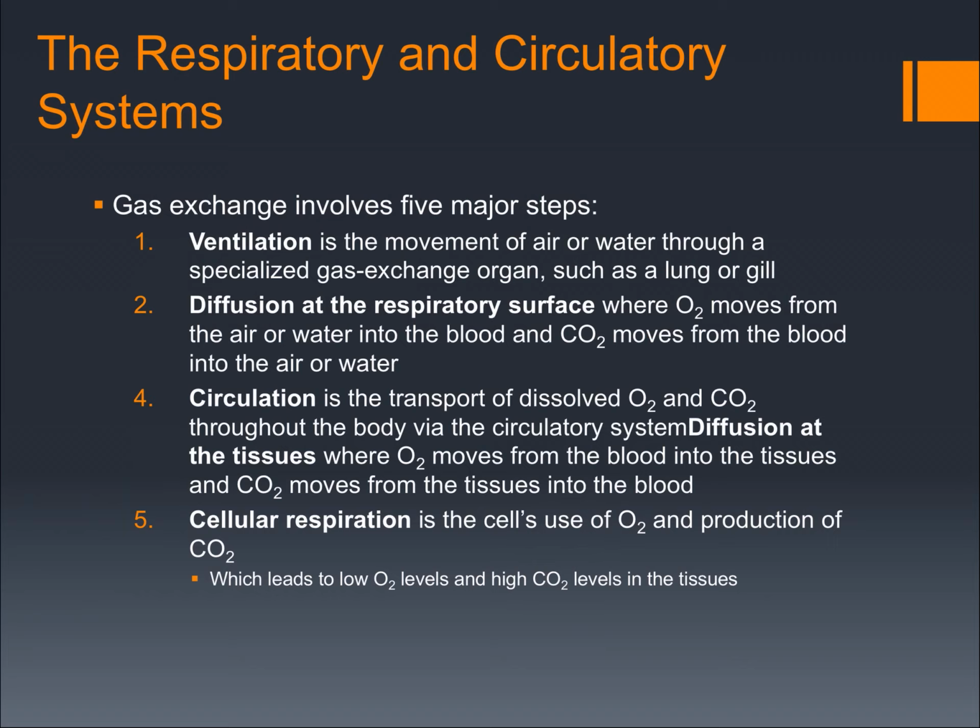Circulation is oxygen and CO2 moving throughout the body via the circulatory system. I guess this should be separated into the 6. I think diffusion is a separate thing here, but circulation and diffusion are separated usually. But diffusion is going to happen where oxygen moves from the blood to the tissues, CO2 moves from the tissues to the blood, and that's going to happen down the concentration gradient. It's diffusion, no energy required.